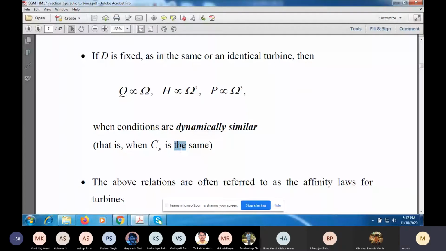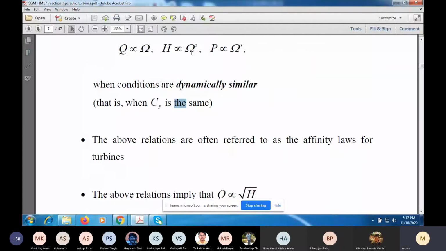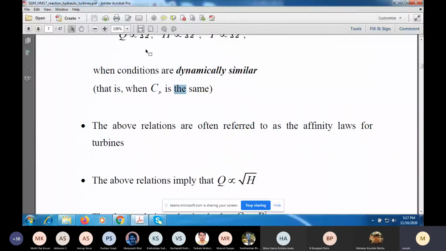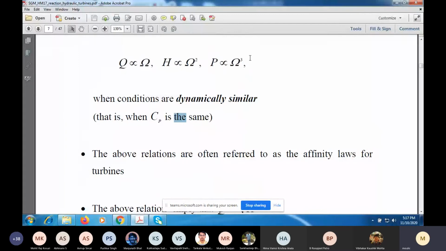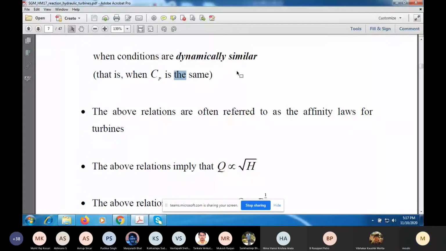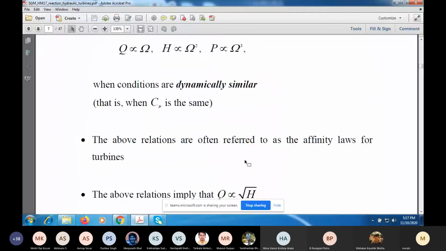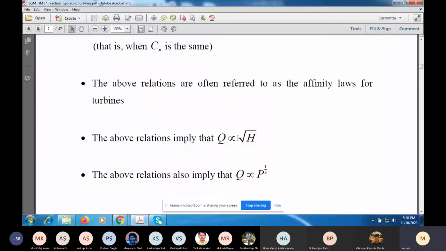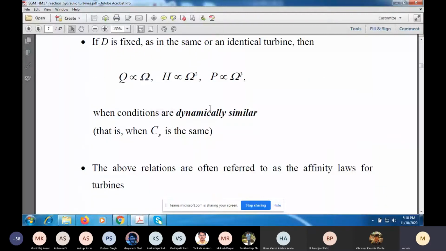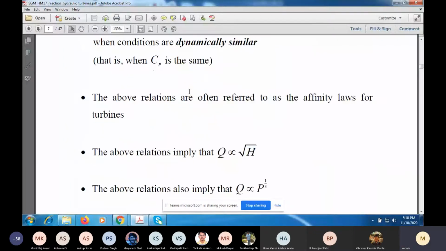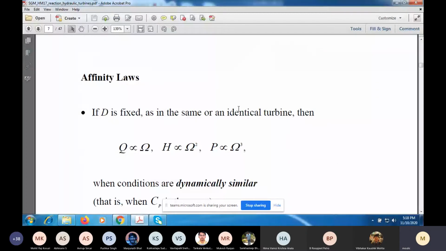Now, if I look at these two, it means that Q is proportional to the square root of H. And if you look at the first one and the third one, you see that Q is proportional to... for other quantities. So here the relation is given in terms of the speed. But this is of course for the same turbine or identical turbines.